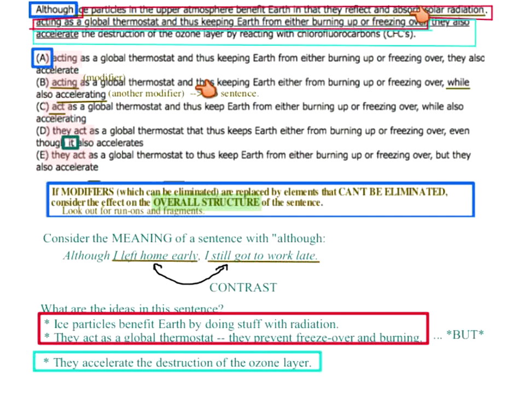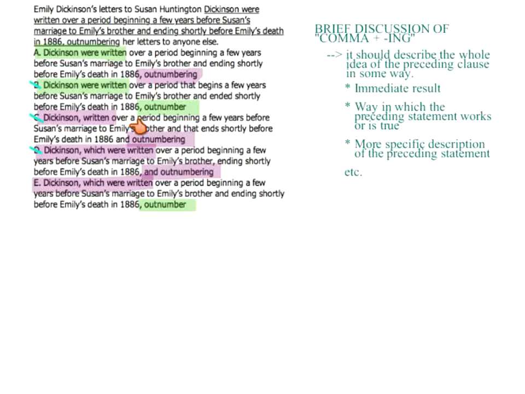More to the point, it just gives you a description of the preceding sentence. You don't need to endlessly classify different ways that your comma-ing could work. In other words, you don't need to make a list like this one. This is a list of samples, but as long as you get the idea that this kind of modifier is supposed to somehow actually describe the idea that comes before it, then you are fine. So that's the problem here with choice A, is that it doesn't do that.